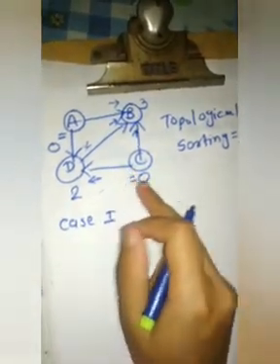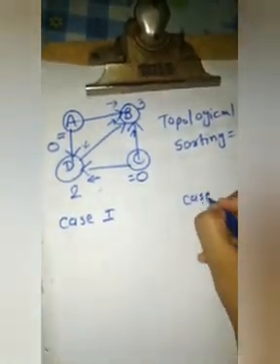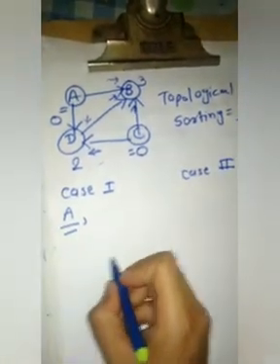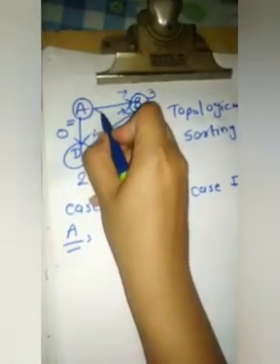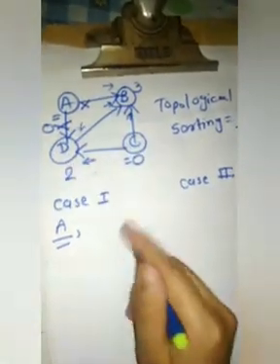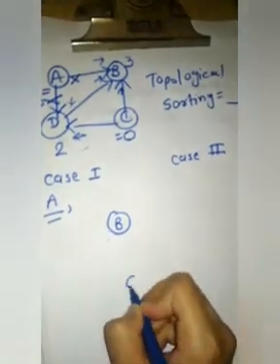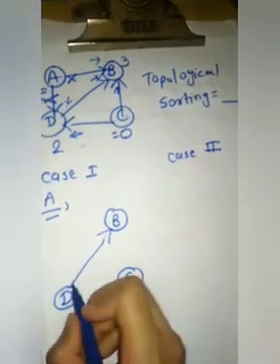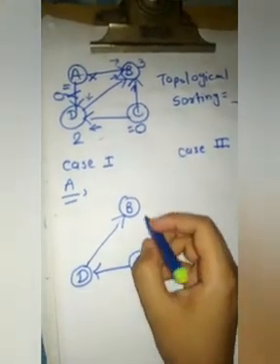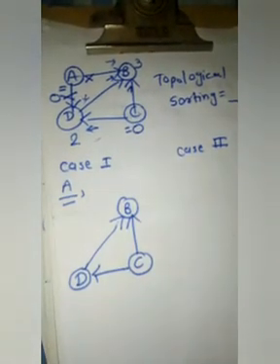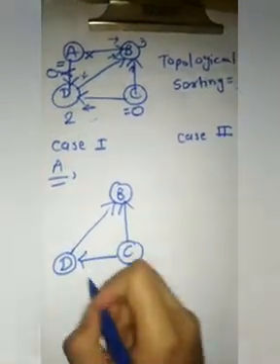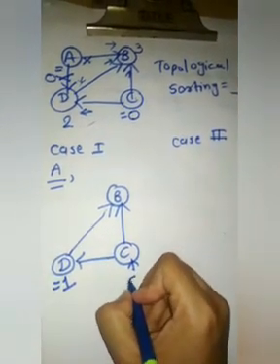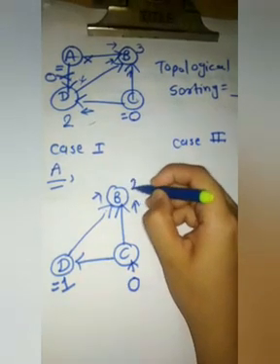Here two nodes have 0 degree, so we define case 1 and case 2. First we deleted node A. So the remaining graph is B, C and D, and this edge and this edge are deleted. Find incoming degree: for B 2, for D 1, for C 0.